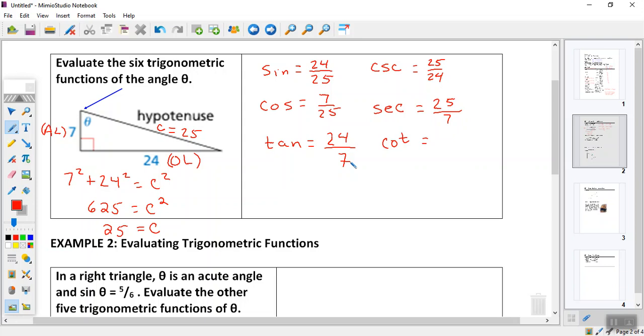Okay, what's your cotangent going to be, friends? Okay. Guys, are we clear on that part? We've done stuff like that in the past. This should be a review for you right now, kind of coming back to you right now.